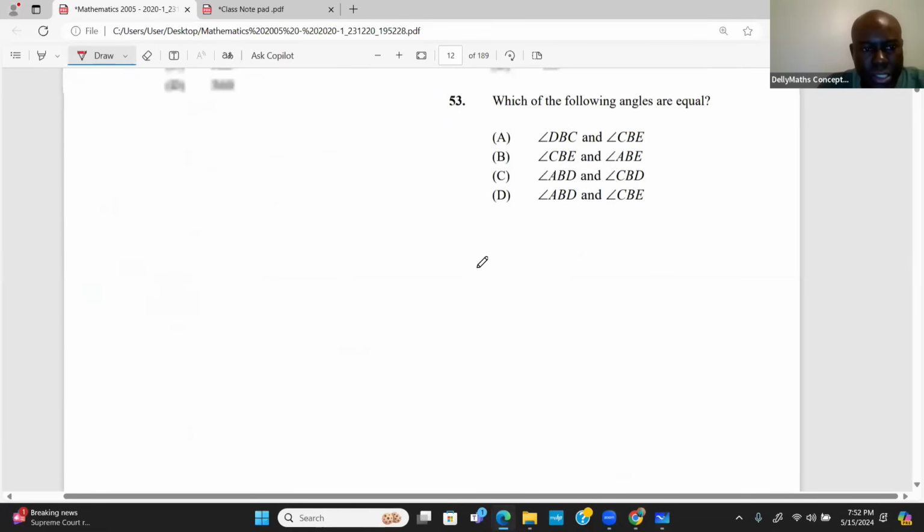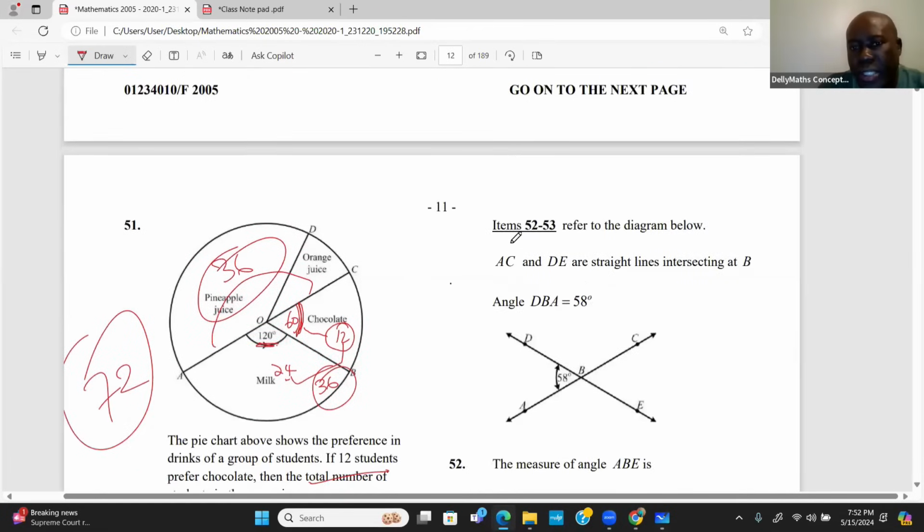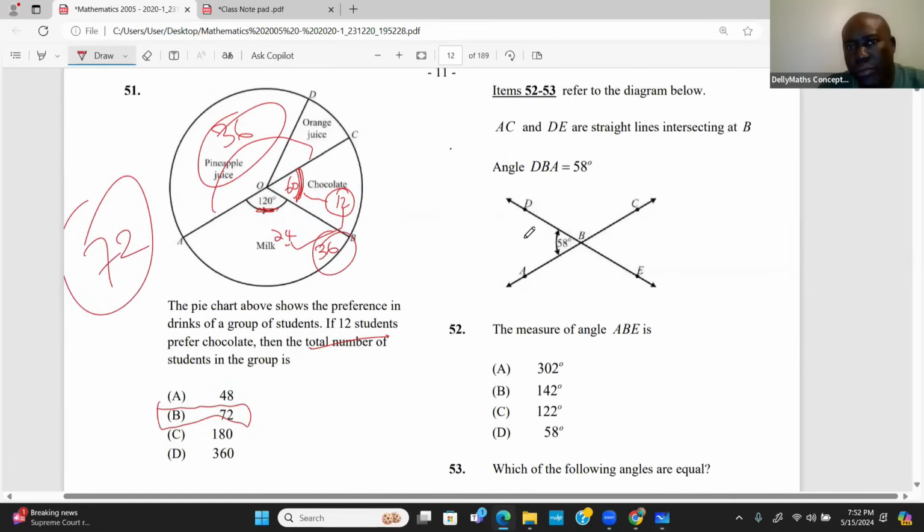All right, let's take a look at this question here. It says AC and DE are straight lines intersecting at B. Angle DBC is 58. So we have that. The question is the measure of angle ABE. Mark the angle ABE right here. Same principle, straight line. This is a straight line here.